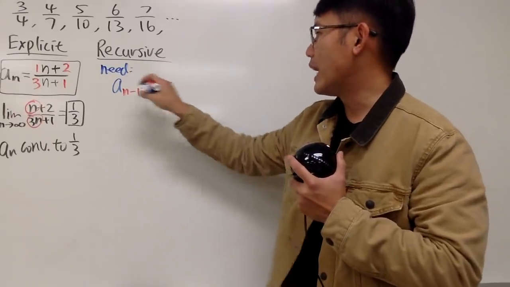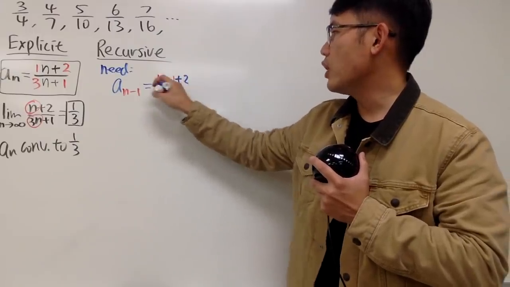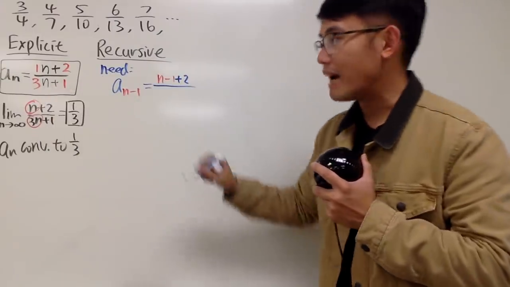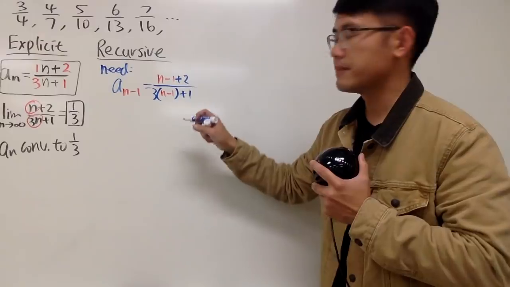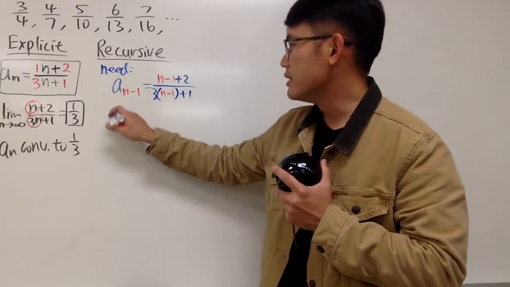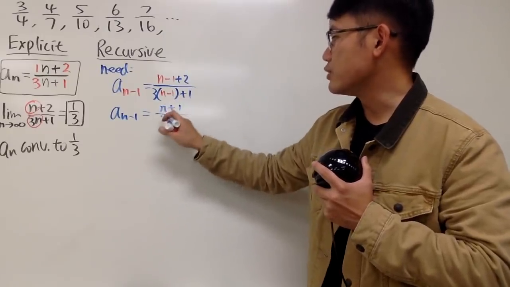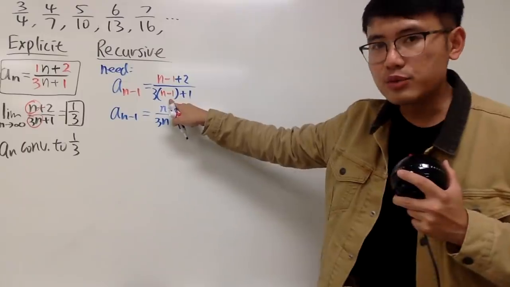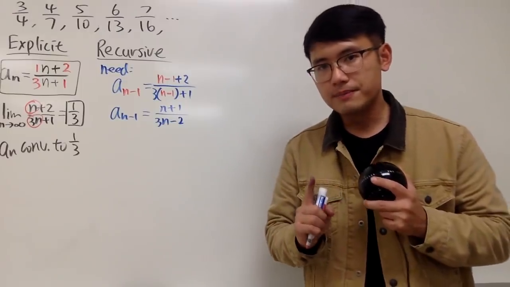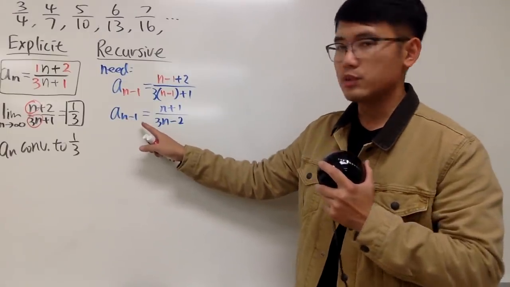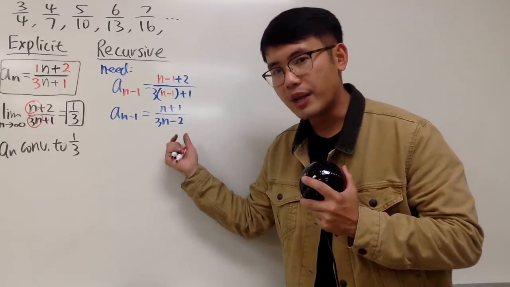So it looks like we will have 1 times n minus 1, and we add 2 to it, over 3 times n minus 1, and then we add 1 to it. And of course, do some algebra real quick. This is a_n minus 1, and this is n plus 1, and on the bottom this is 3n. And then 3 times this is negative 3 plus 1, we get negative 2, like that. Now, here is the deal. We have a sub n minus 1 right here, and this is in terms of n. The truth is, we can solve for n right here.